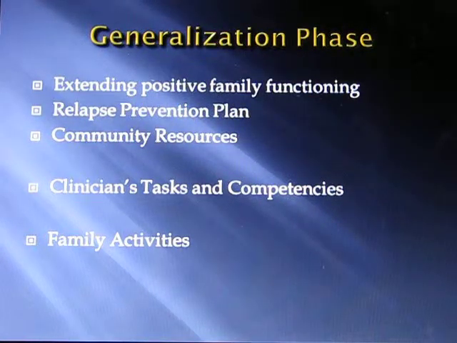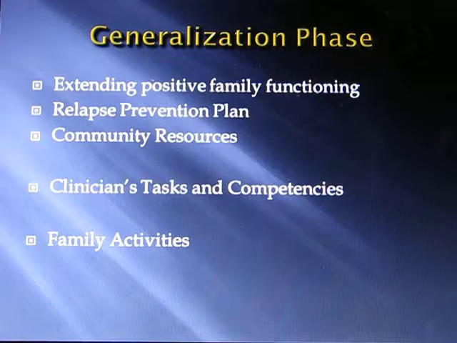And then finally we get to the generalization phase. In this phase, this is where you're getting ready to send the family out of therapy and being able to handle family interactions on their own. So this is the point where they're going to extend their positive family functioning. You want them to create a relapse prevention plan and help them to know that they can reach out to other community sources if they need help. And then, as a clinician, you might want to make some referrals, and you're going to help them build that relapse prevention plan.